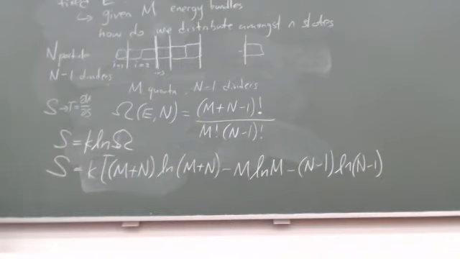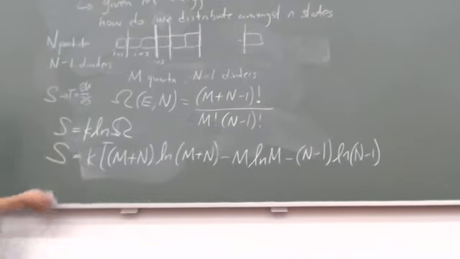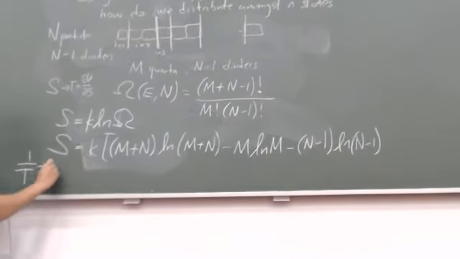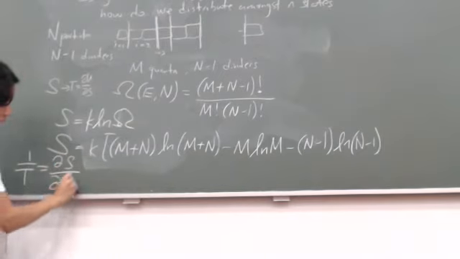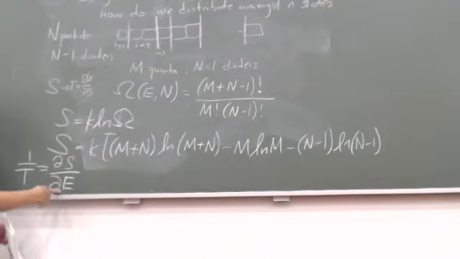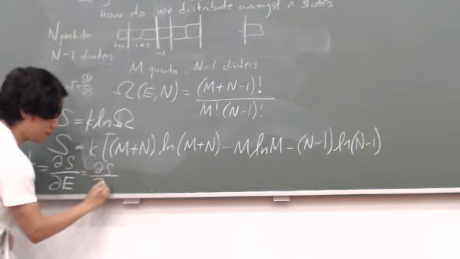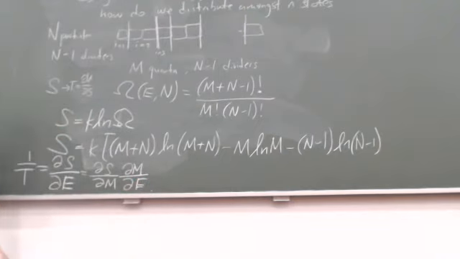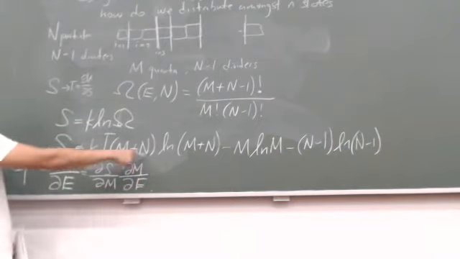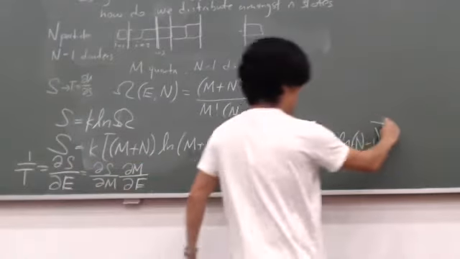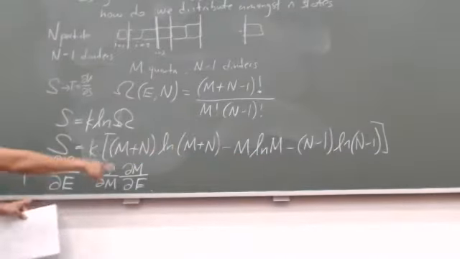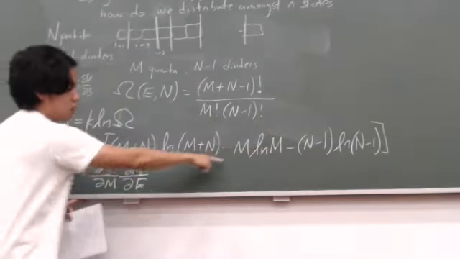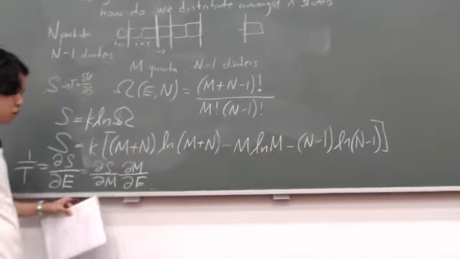And now for temperature, we're just going to take the derivative. So 1 over T is dS/dE. In this case, we don't know what E is, but we know M is technically defined by energy. So we can do this as dS/dM times dM/dE, the chain rule kind of thing. So dS/dM is going to be ugly, but it's not that ugly, because half of these things depend only on n, and for the ones depending on m, the logs will cancel out with the coefficient. So it's not going to be that bad.